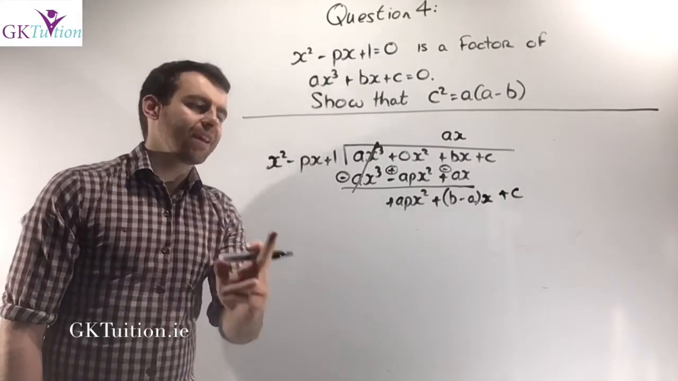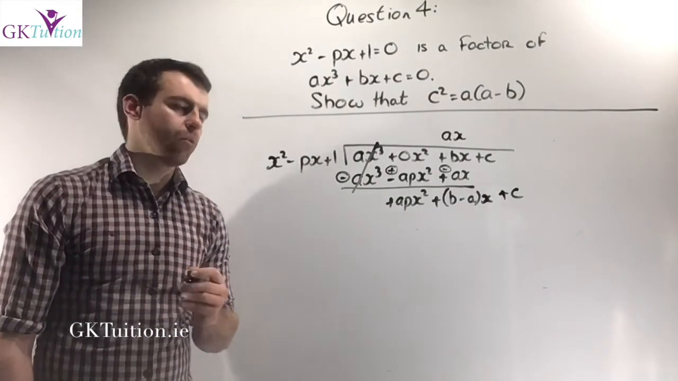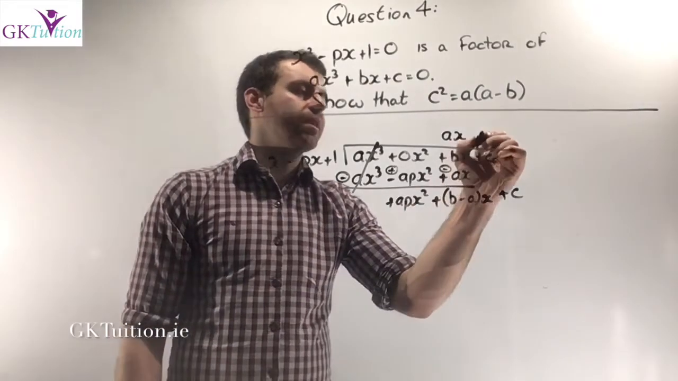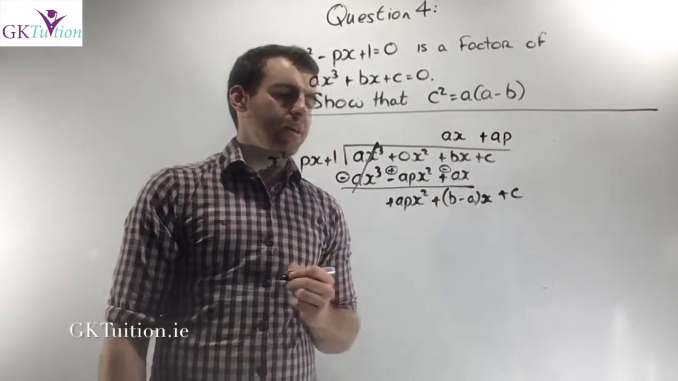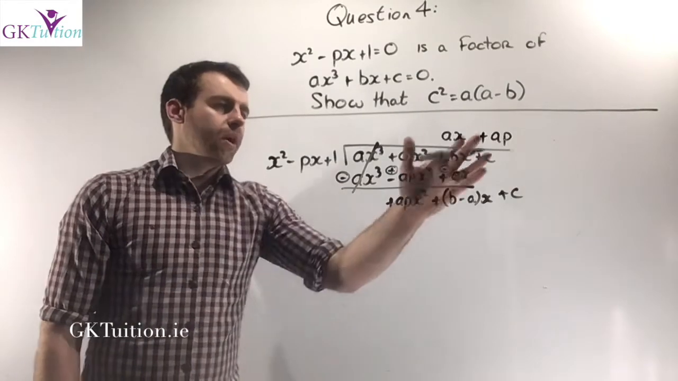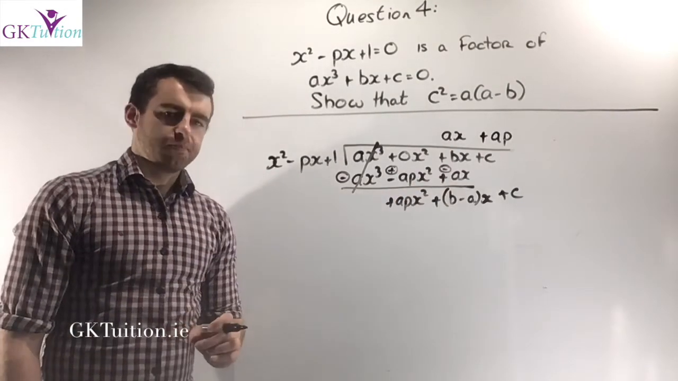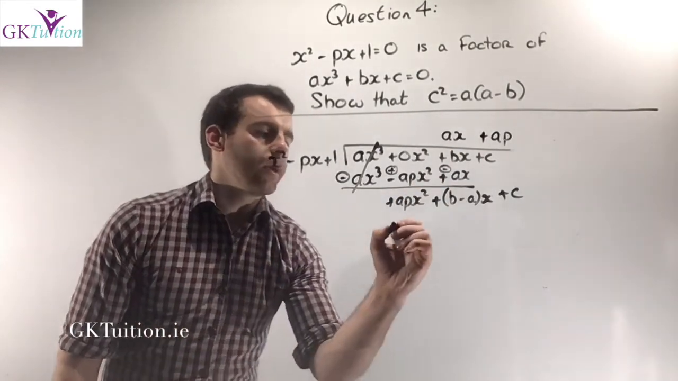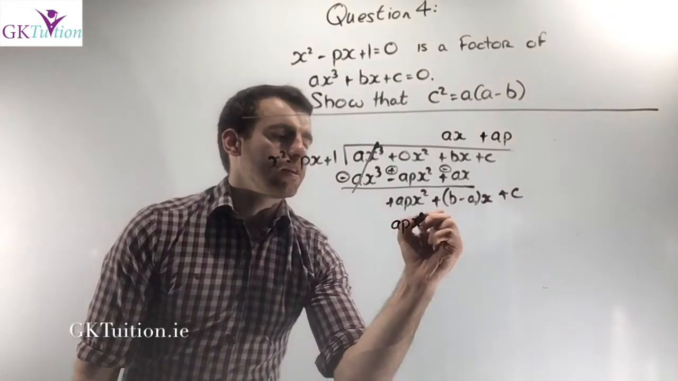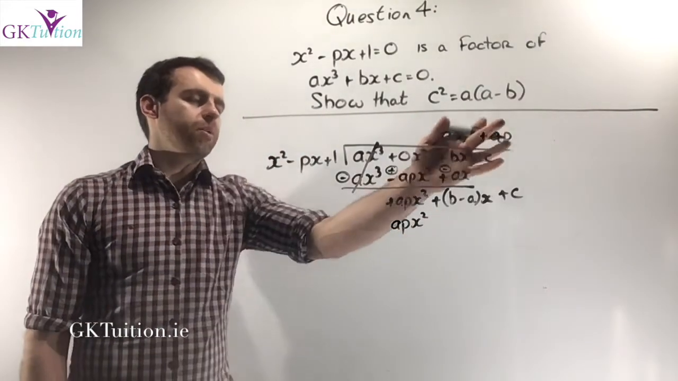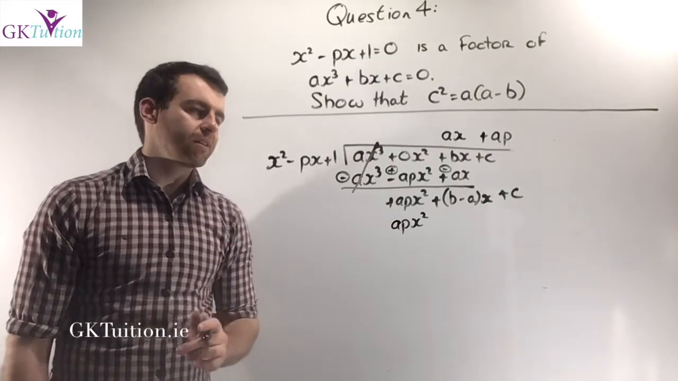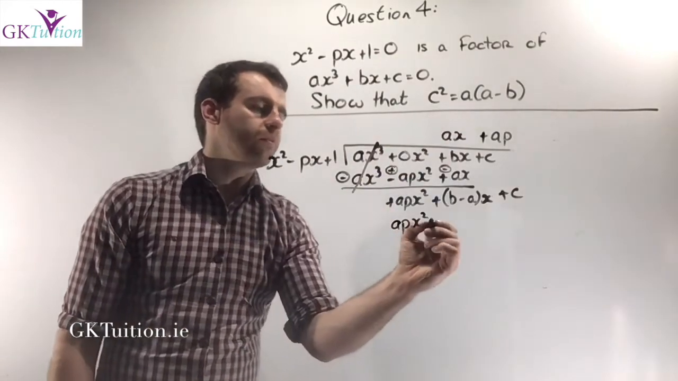So I'm going to divide x squared into apx squared. x squared divides into itself and I'm simply left with ap. I'm now going to multiply ap by these three terms. ap times x squared gives me apx squared. ap times minus px, in that case plus by minus gives me minus.